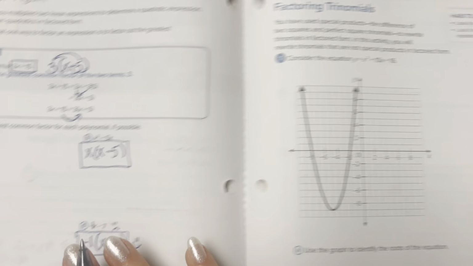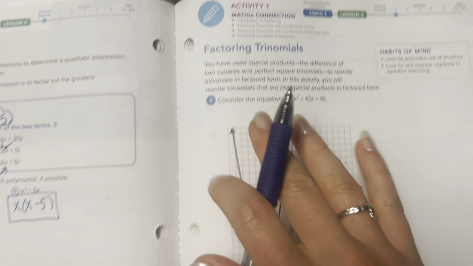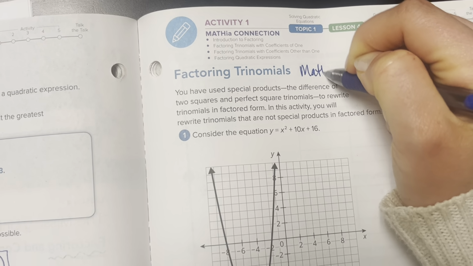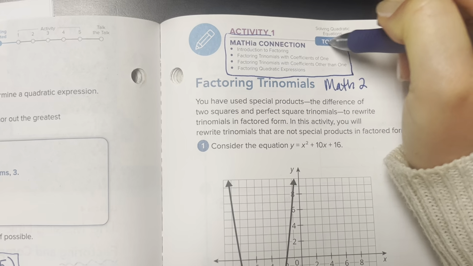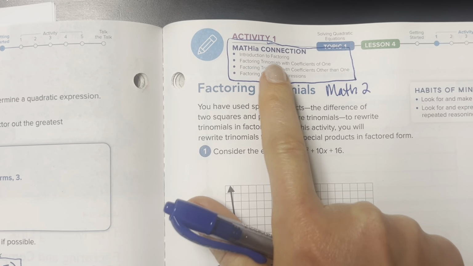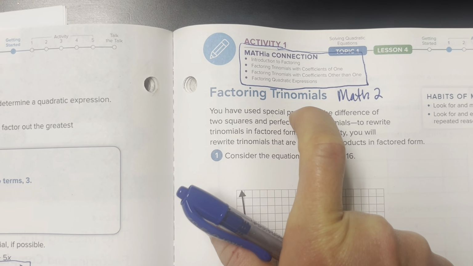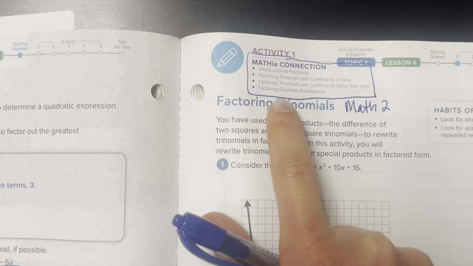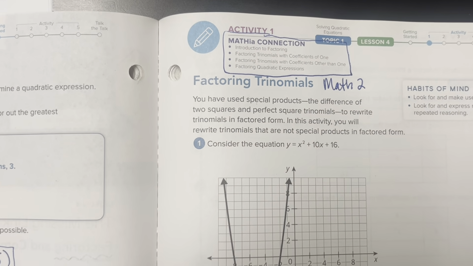So after you worked on the GCF, the GCF is actually the first type of factoring. Factoring trinomials is a Math 2 skill, and you will see here how much practice Mathia has on this. If you haven't gotten to Introduction to Factoring yet in Mathia, I can skip you forward before the final. But this factoring is a lot of work, and I think some of you have already done it, so some of you are probably already proficient at this.